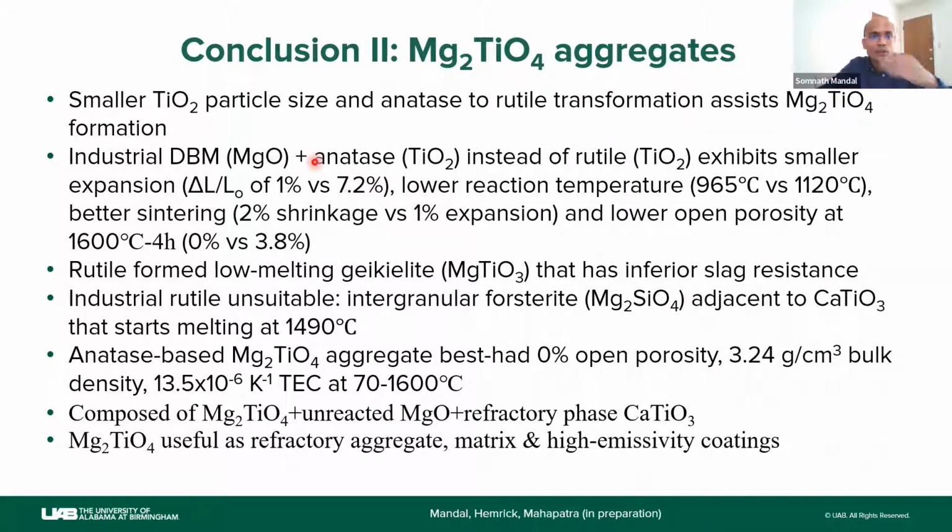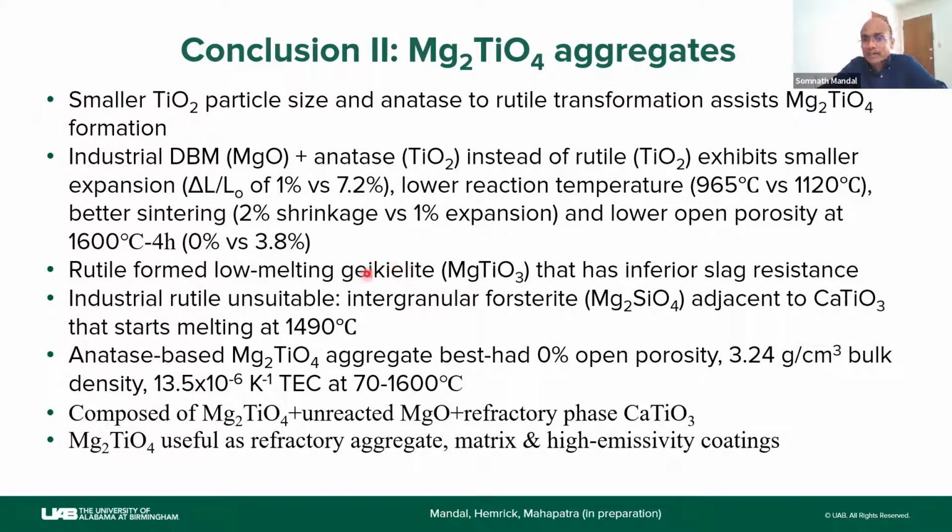To conclude, the TiO2 particle size and the anatase to rutile phase transformation assist magnesium titanate formation. We also see that when anatase reacts with DBM instead of rutile, the expansion percentage is less, 1% versus 7.2%. It reacts at a lower temperature, and then it gives you better sintering. And you have 0% porosity versus 3.8% porosity.